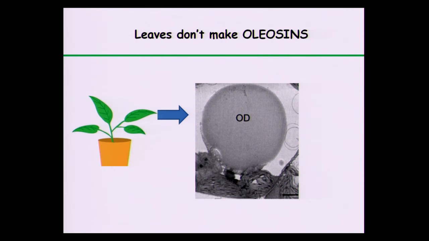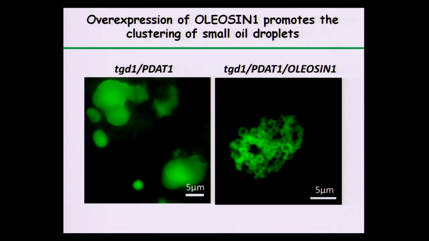So plant leaves do not have this oleosin. And this is how oil droplets in plant leaves look. And we wondered what would happen if we overexpress this oleosin in leaf that does not have it. It's interesting. So this is what happened. When we overexpress this oleosin in these plants, this plant already has a PXA1 gene overexpressed.